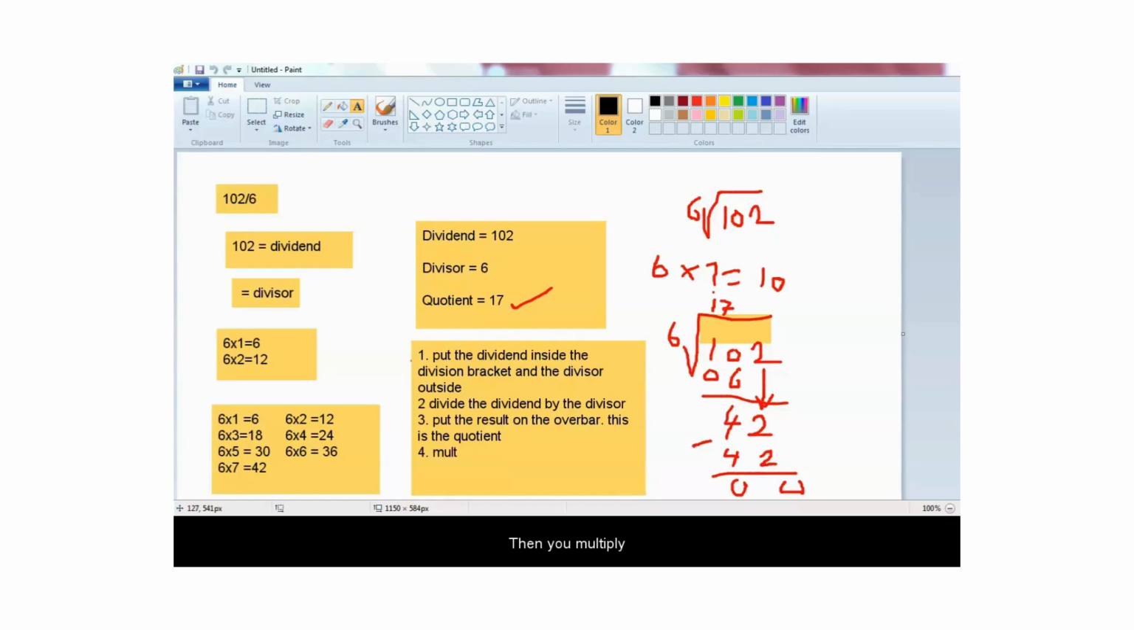Then you multiply. You multiply the quotient by the divisor. The quotient is 1, the divisor is 6. 1 multiplied by 6 is 6. Now you subtract.